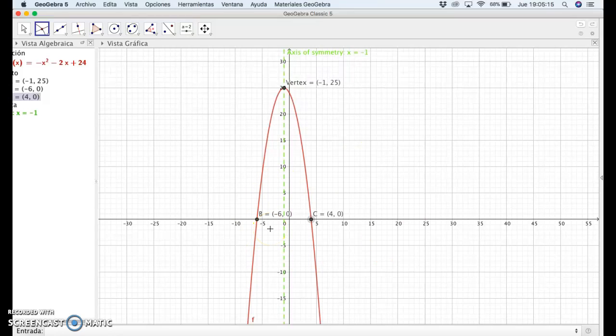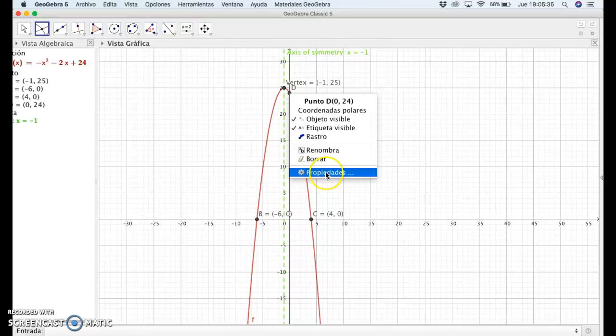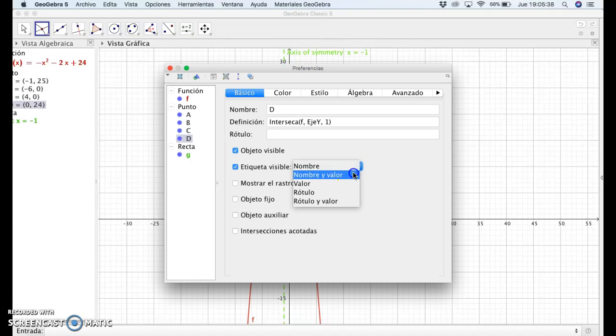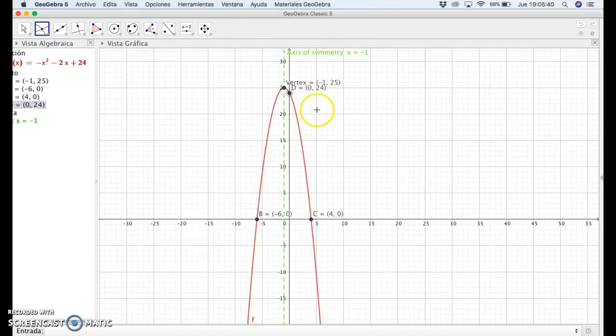Now what we are missing is the y-intercept, and again we use intersection. Just click where the graph and the line of the y's are touching. Click it here and look, it's marked. Again, I'll put its value so we can know which coordinate it is. And as you see, the coordinates are 0 and 24.